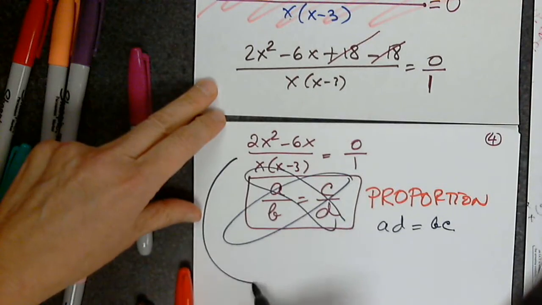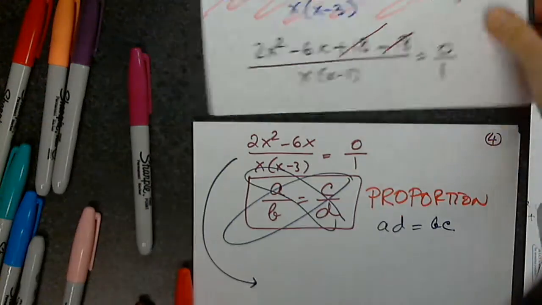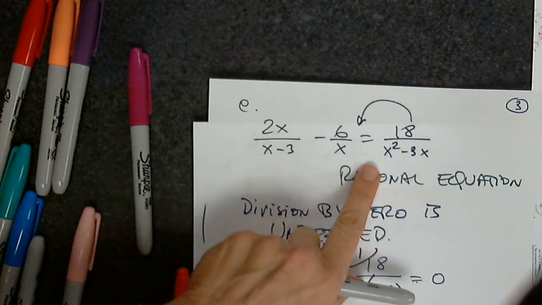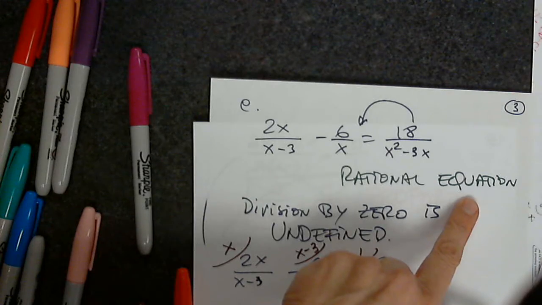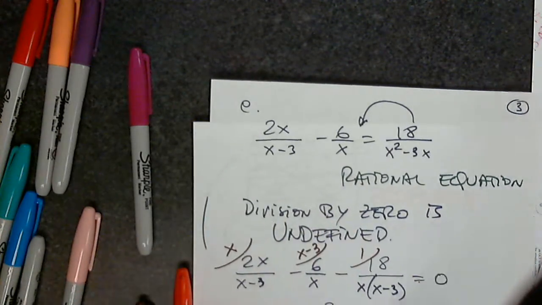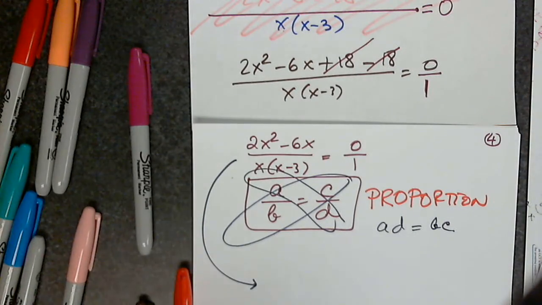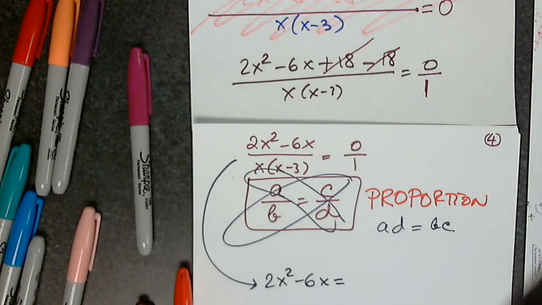So please cross multiply and tell me what is left after you cross multiply. Notice that you could not have done this here. This is not a proportion. This is a rational equation. We had to do some work to change it into a proportion. So as you said, 2x squared minus 6x equals zero. Awesome.